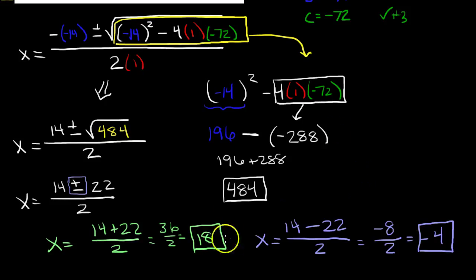How awesome is that? Now go back and look at the very first example we did in the factoring part of the foldable. That's right, you got 18 or negative 4. How awesome is that? I just showed you another way to do that same exact question.